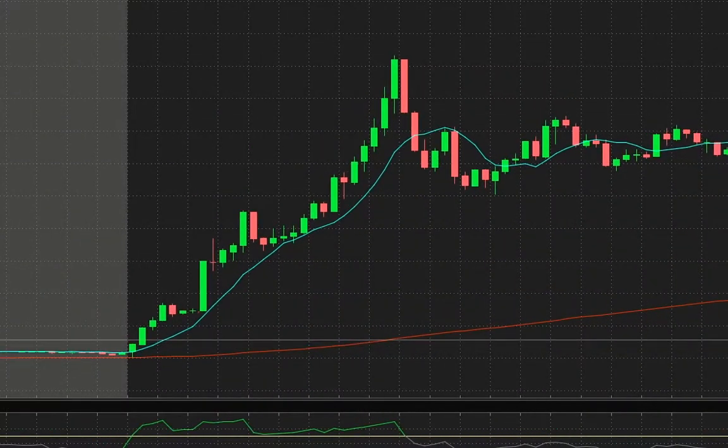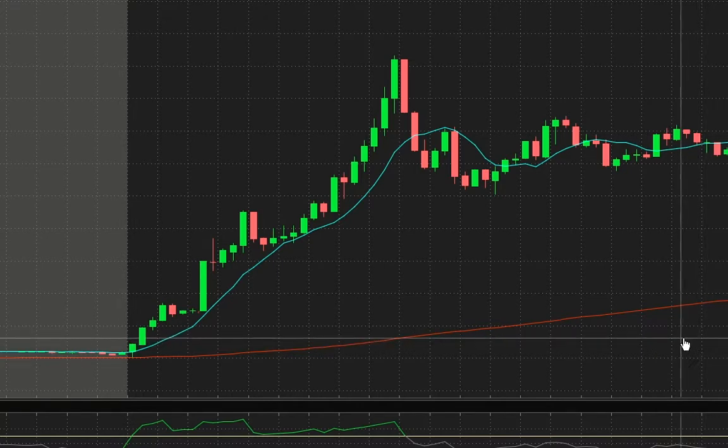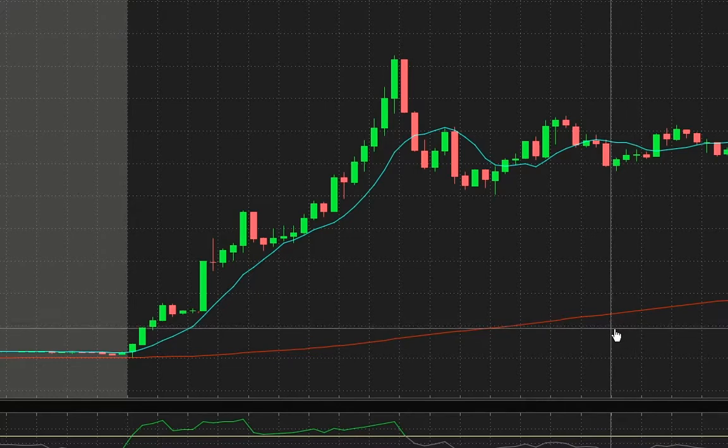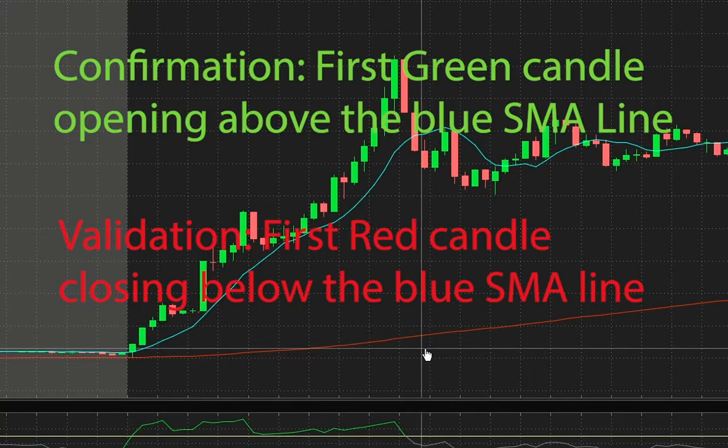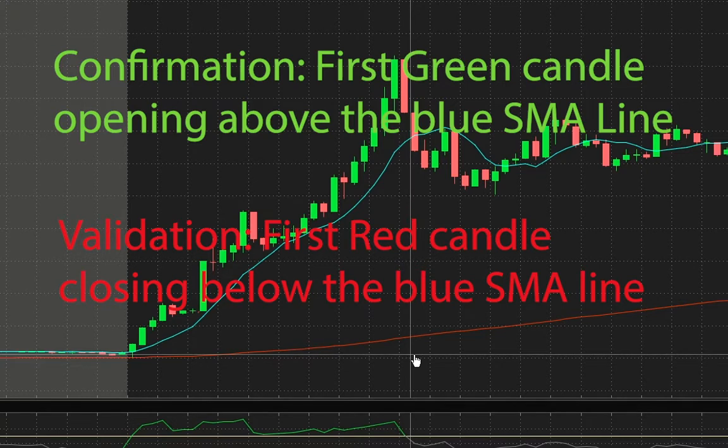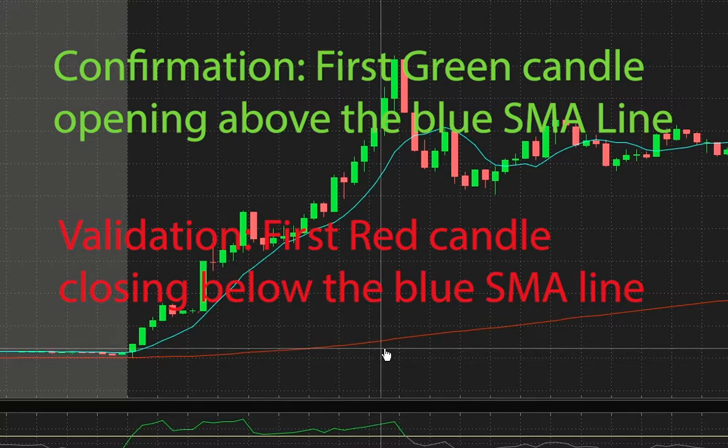Confirmation validation. What is it and how we're going to use it with trading the stock market? It is probably one of, if not the most important trading technique in the stock market when trying to find an entry and exit point. Confirmation is the first green candle opening above the blue SMA line. Okay, validation is the first red candle closing below the blue SMA line.